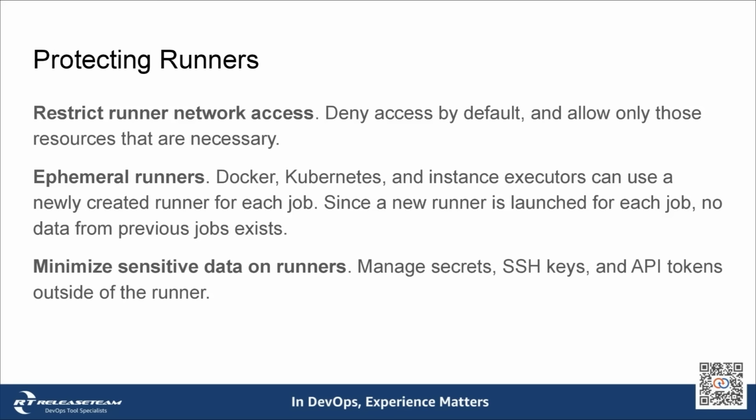By processing each job in a fresh environment, you greatly reduce the possibility that job data will leak to other projects. Runner environments should never include sensitive data. Use GitLab secrets or an external secret manager.